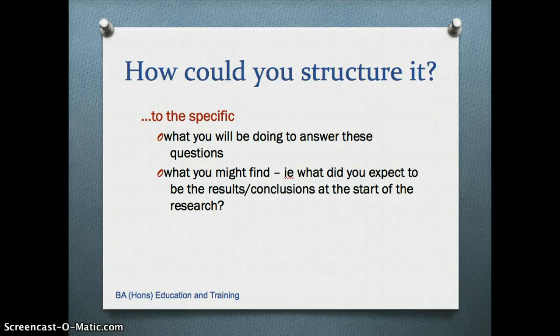The second paragraph is a bit more specific. You're going to explain to the reader what you will be doing in order to answer your research questions. In other words, what were the research methodologies that you chose to use, and what did you use them for? You might also suggest to the reader what you expected the results or conclusions to be. In other words, you may have had a hypothesis, or you may just have had a hunch about the direction and the results of the research. The place to put those things is in this second paragraph of your introduction, where you'll focus much more specifically on the design and carrying out of the research itself.